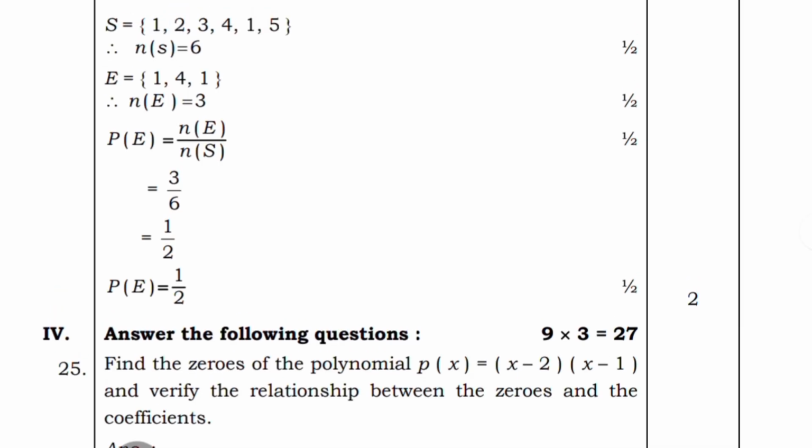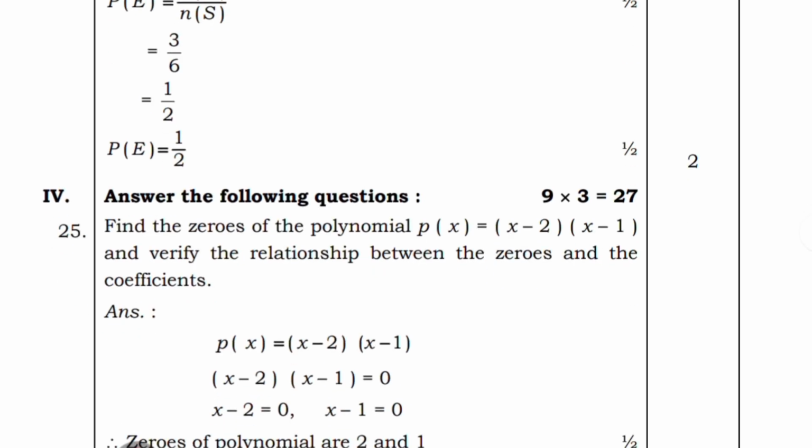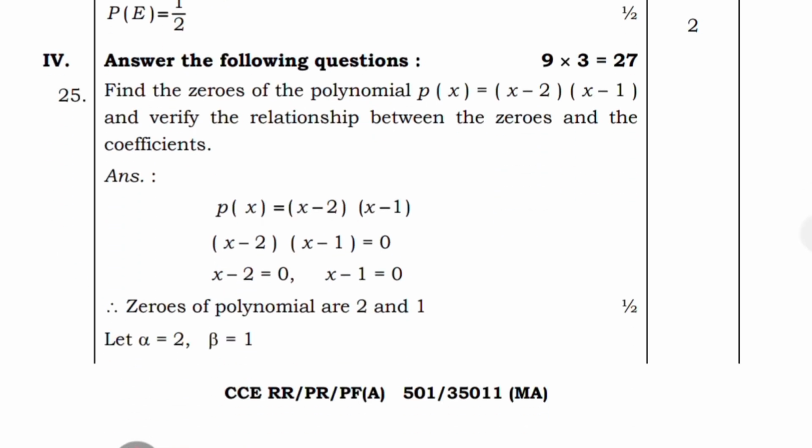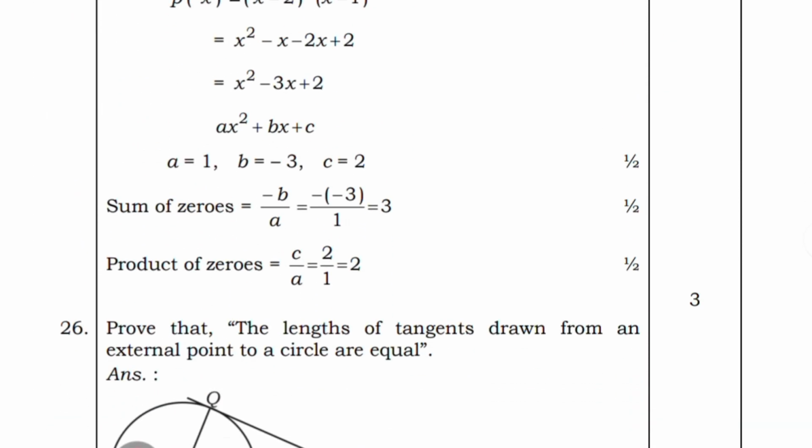Just follow the procedure. I will not solve this question because it will consume more time. So coming to the 3 marks question, find the zeros of the polynomial. This is a fixed question. Every year they ask this question, only changing the x minus 2 or x minus 1. They interchange the signs and variables or numbers. Go through the same procedure. You will get the answer for any such question.